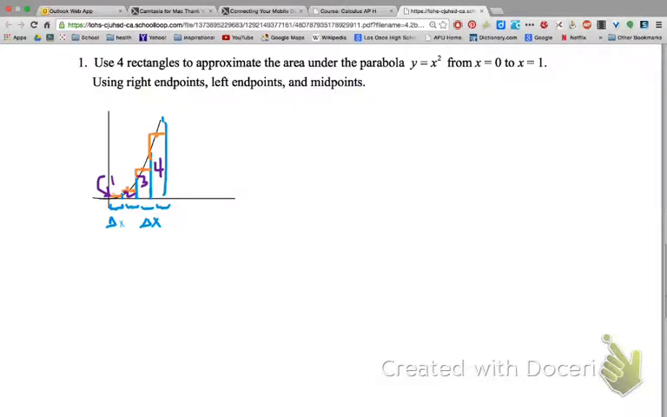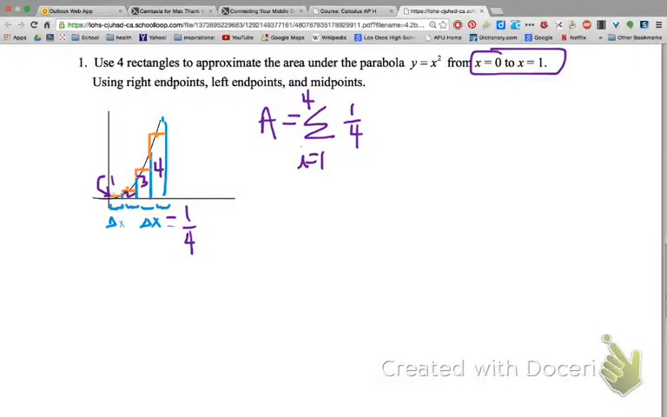And so now, in order to calculate the area, I still have 4 rectangles, and my delta x is still a fourth, just like it was in the last 2 problems, because the width of those rectangles is a fourth, since I divided up this total space into 4 sections. But now I've got to find the y values for each of my midpoints.